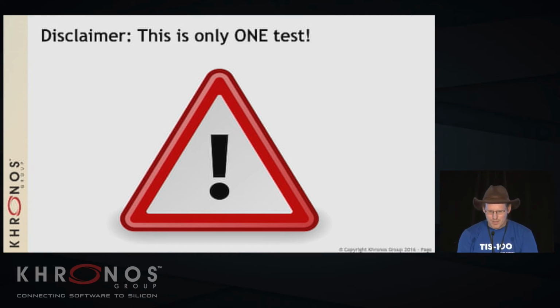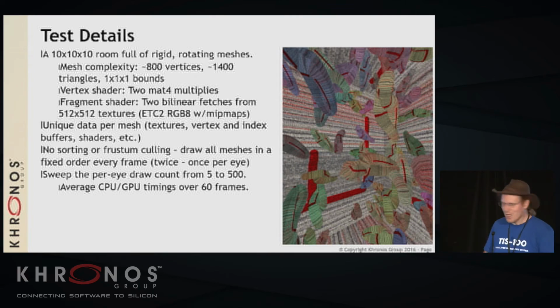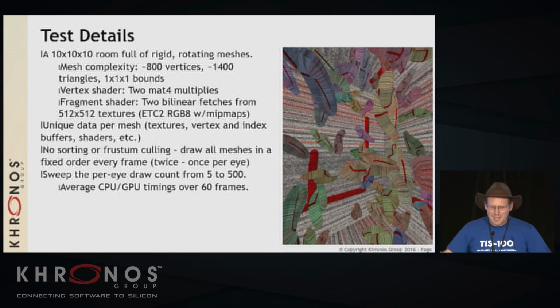So with that out of the way, the test here is just a big old 10 by 10 by 10 room full of spinning things. You can see a screenshot here. Please don't hire me as your art director. The mesh complexity is shown on the slide. Each of these is spinning around. It's a dynamic scene. You can look around.